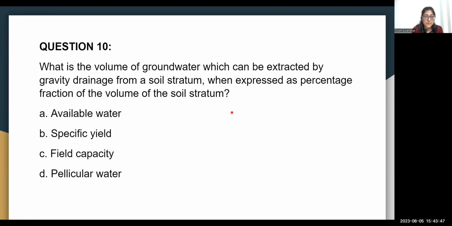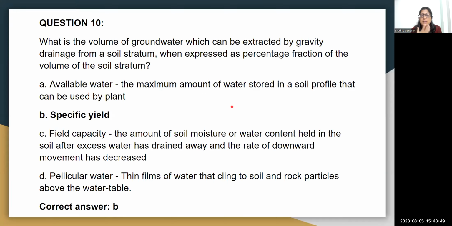We had discussed what specific yield is earlier. It is the amount of water that is drained out as a result of gravity. If you apply a gravitational effect to this soil sample, the water that can be extracted as a result of gravity is called the specific yield of that soil stratum. It is expressed as the percentage of the volume of water drained by gravity to the unit volume of the aquifer.